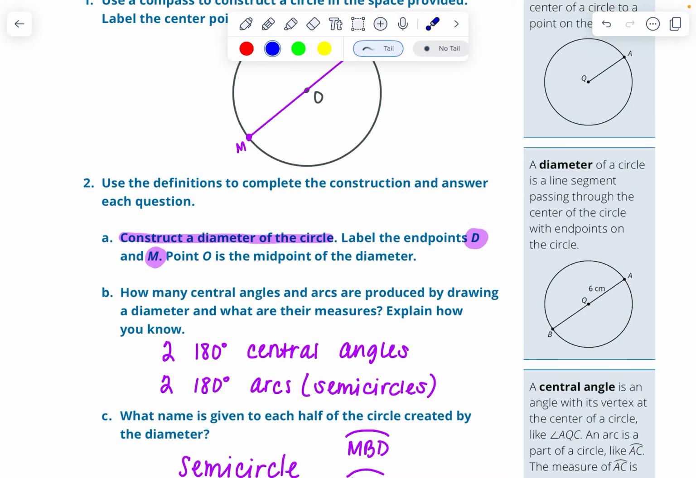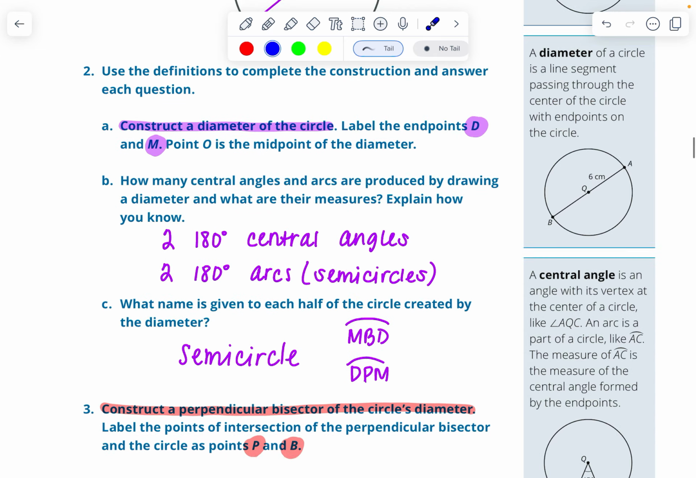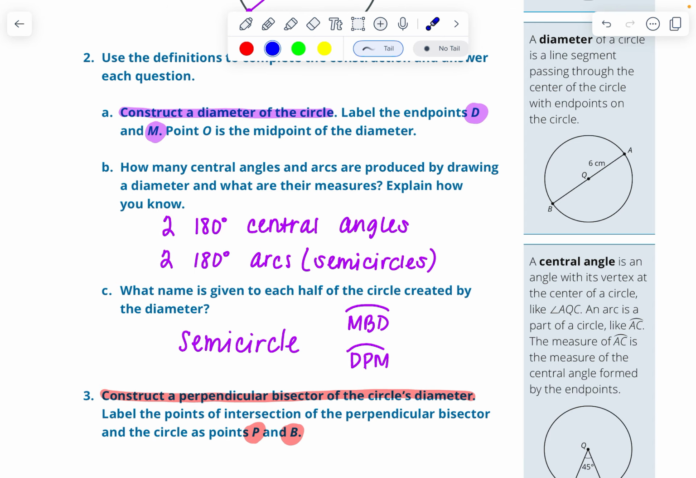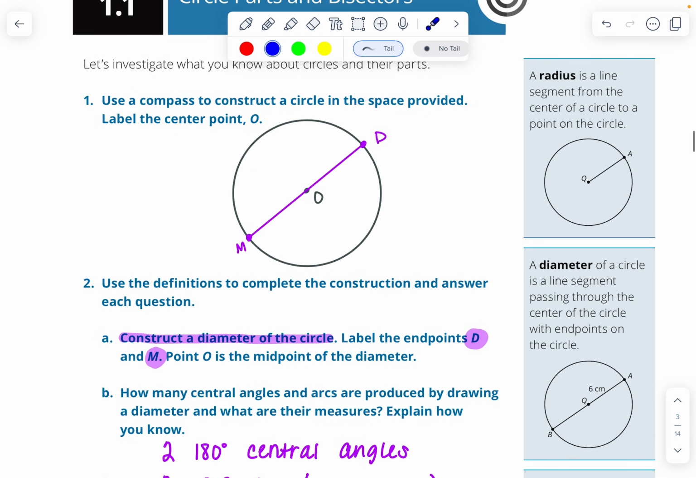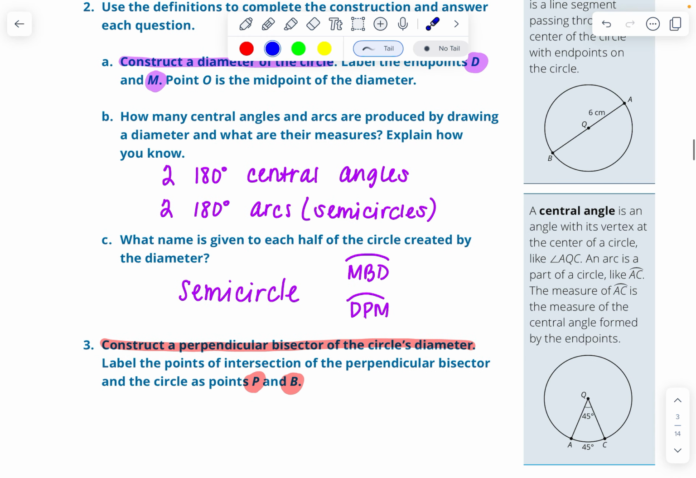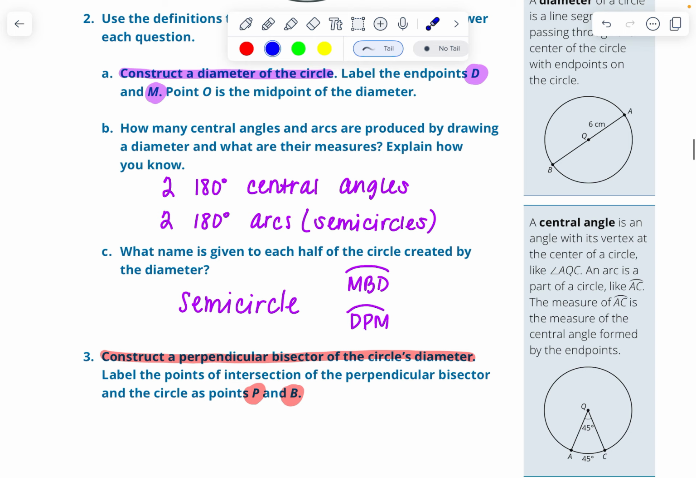What name is given to each half of the circle created by the diameter? So each half of a circle is called a semicircle, and I put two names of that. Okay, so there's no letter P or B yet, but I'm going to do number 3, and then that's how I will have named the semicircle. So construct a perpendicular bisector of the circle's diameter, P and B.